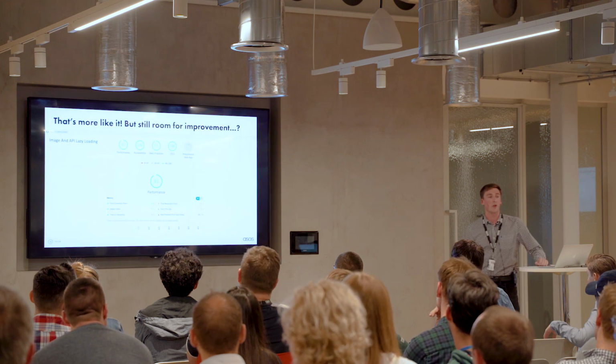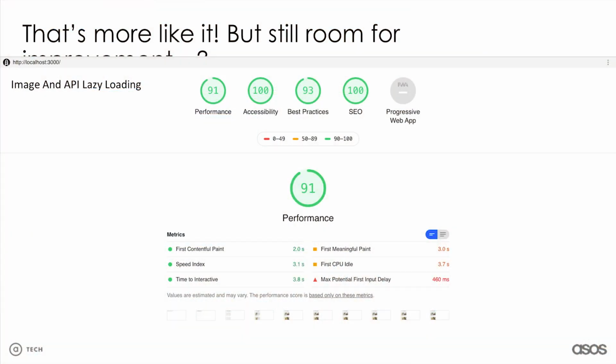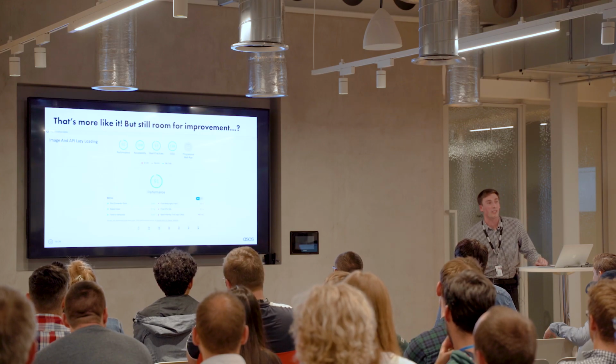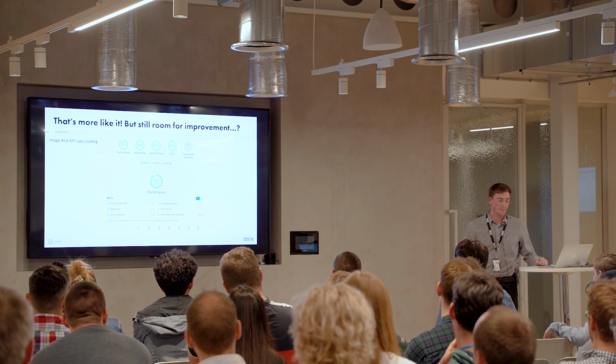But if I now run that on a production build, you can see that we're doing not too bad. We're with image and API lazy loading down to sort of in the region of 2 to 4 seconds for our application for sort of 100 to 200 items. Now, the question is obviously, what can we do to improve this further?